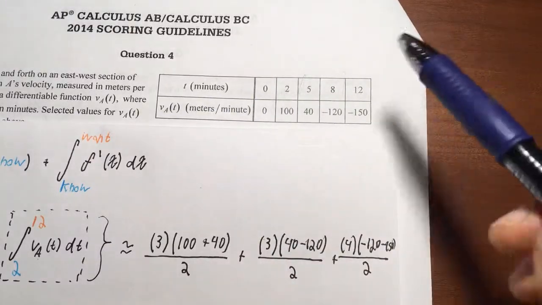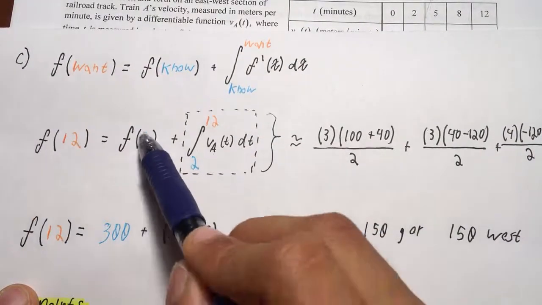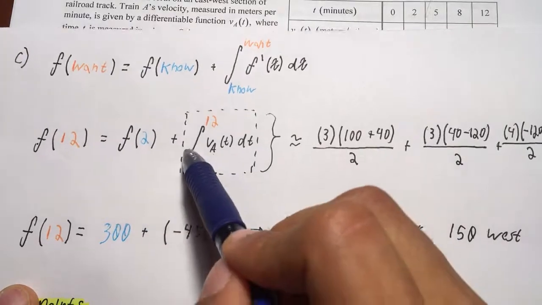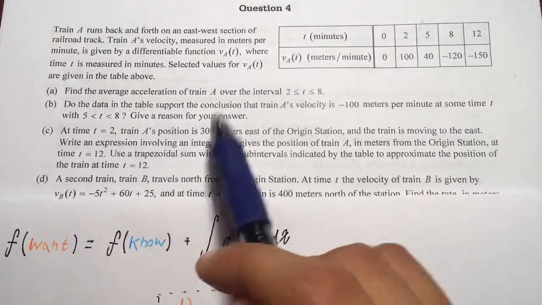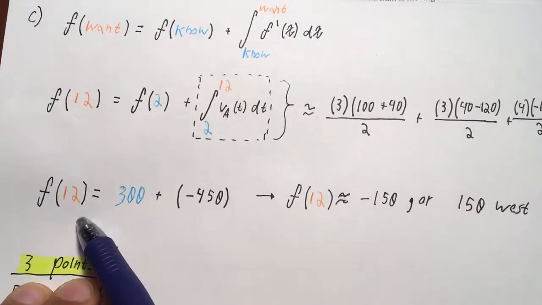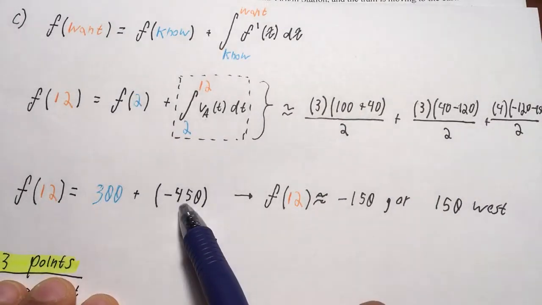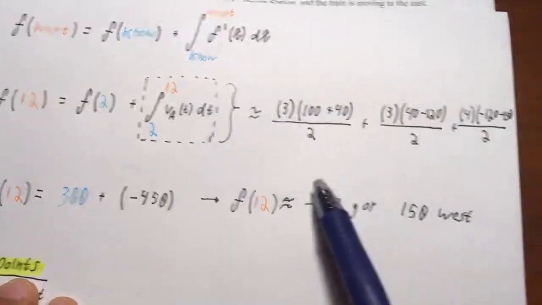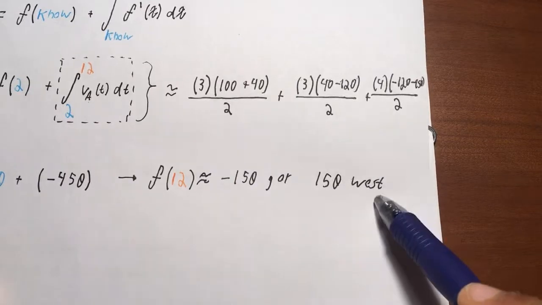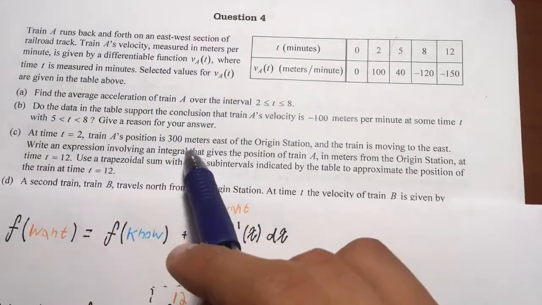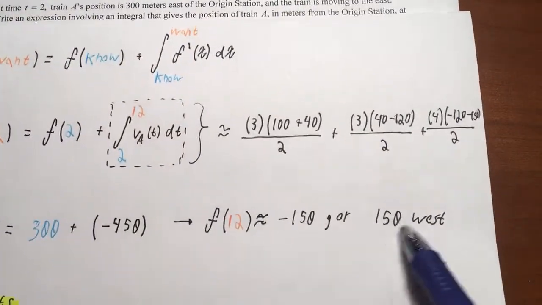interval over here. Putting it all together though, f of 12 is equal to f of 2, not 2. Don't put 2 here. That's different. You're going to put 2 in here. But f of 2, the position it is, they tell us at t of 2 is 300 meters. So f of 12 is equal to 300 plus whatever this evaluates to, which happens to be negative 450. You add these up, and f of 12 is equal to about negative 150, or 150 west of the station, because it was moving east. East we consider positive direction going this way, west going the opposite direction, so either of these would work.